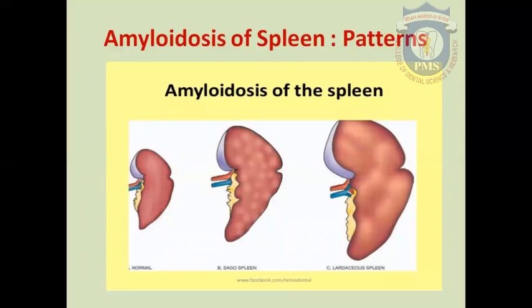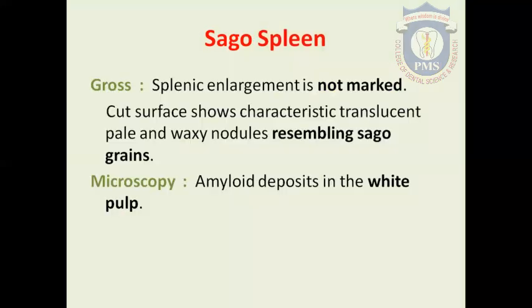Amyloidosis of the spleen. This is a diagram of the cut surface of normal spleen, sago spleen, and lardaceous spleen. Spleen, gross. Splenic enlargement is not marked. Cut surface shows characteristic translucent, pale and waxy nodules resembling sago grains. Microscopy. Amyloid deposits are seen in the white pulp.